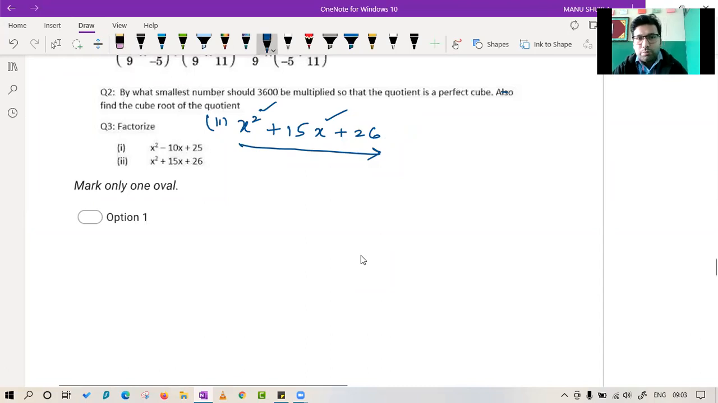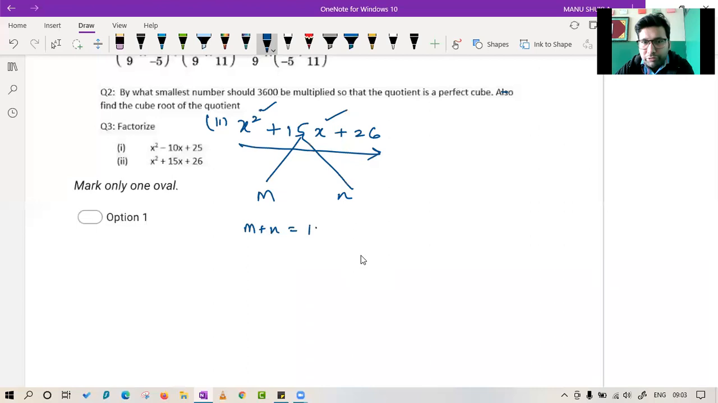Okay. Now, tell me, how will you break this? You will break it in such a way that m plus n should be 15 and m into n should be 26. First, tell me about the nature of numbers. Are they both positive, both negative, one positive one negative, or one negative one positive? They both are positive because sum is positive and product is positive. So both are positive only.